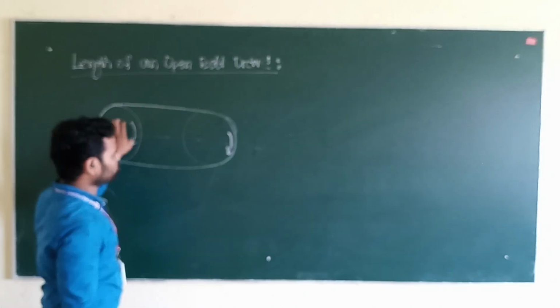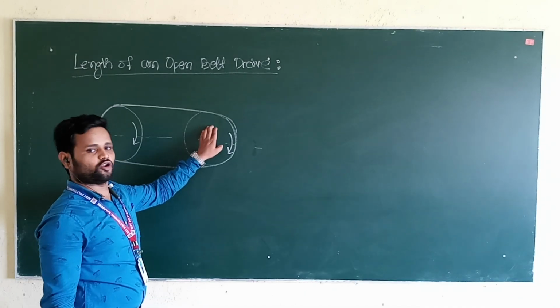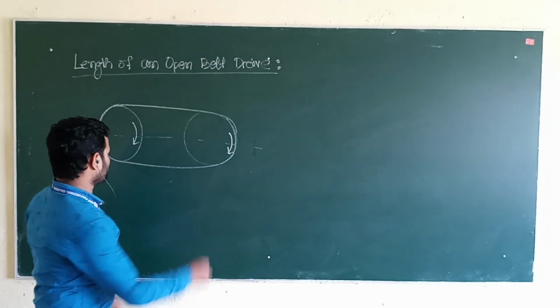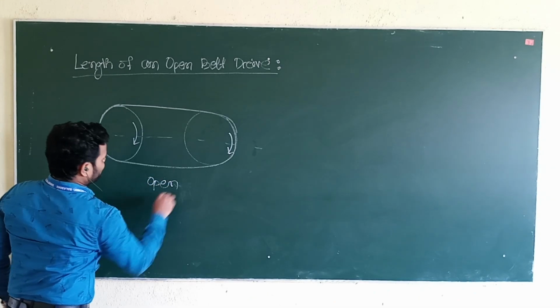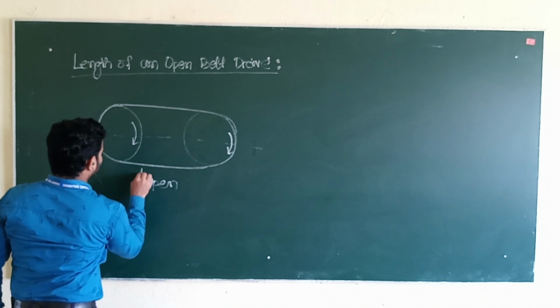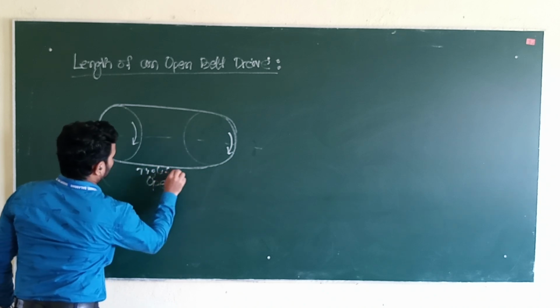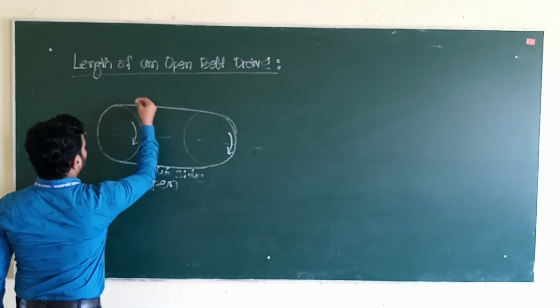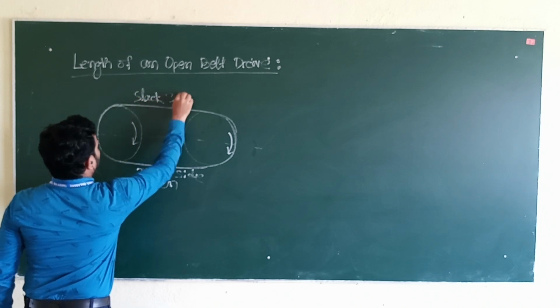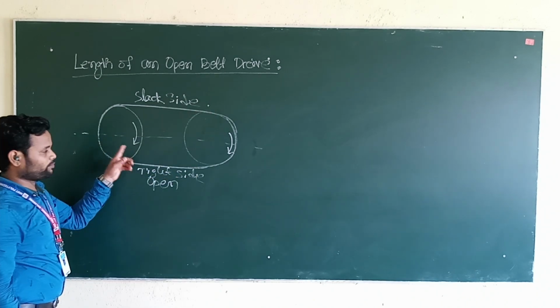This is your driver and this is your driven or follower. If the driver and follower are rotated in the same directions, then you can say it is an open belt drive. And in case of open belt drive, the below side of the belt is called the tight side, and the above side of the belt we can say is the slack side.